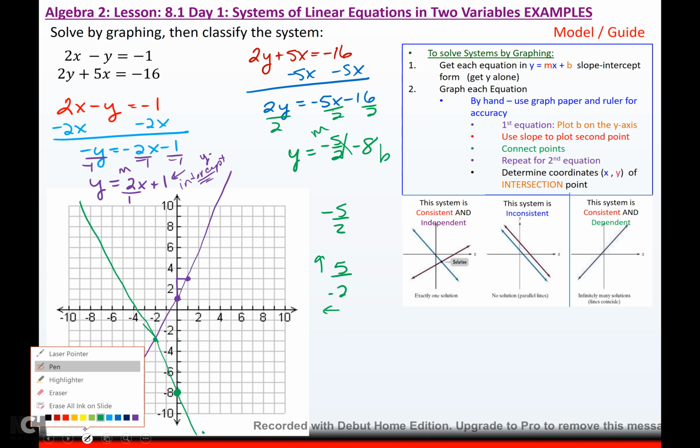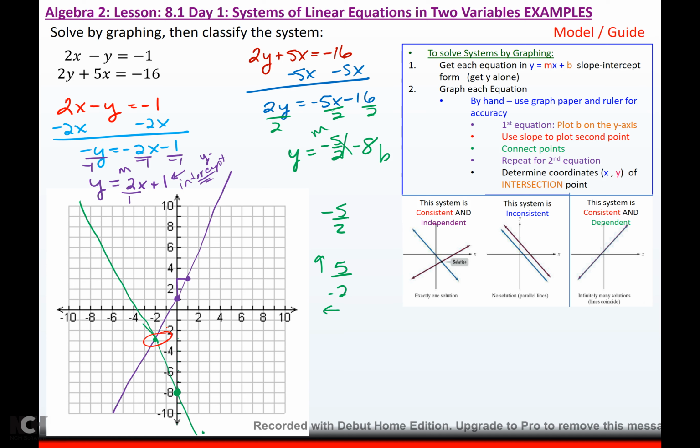And now we can get the solution, it's right there. Okay? So let's see, that would be at negative 2, negative 3. Those would be the coordinates. So my solution is negative 2, negative 3.